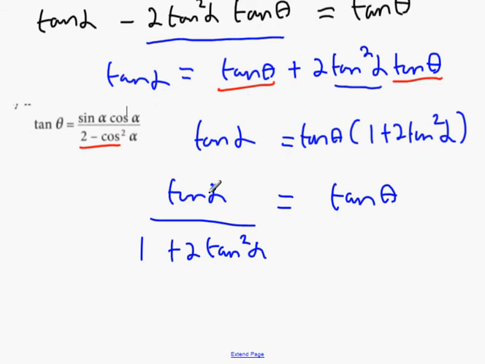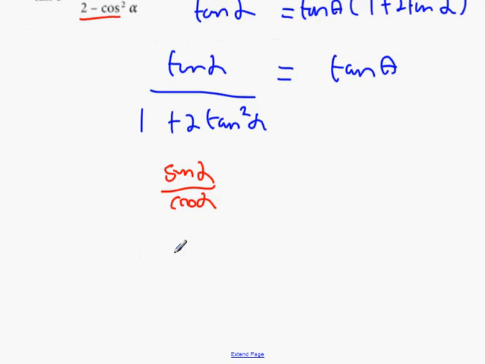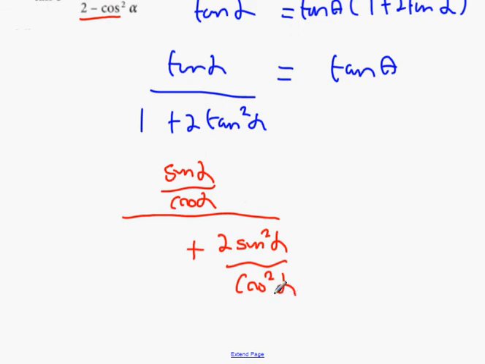Okay? So it's going to be sine alpha over cos alpha. And then on the bottom we're going to have 2 sine squared alpha over cos squared alpha. The other side, I'm going to change the number 1 into what? What would be a good thing to change the number 1 into? I can go one better on that: cos squared alpha over cos squared alpha. What's the advantage of doing that? Same bottom line. Okay.